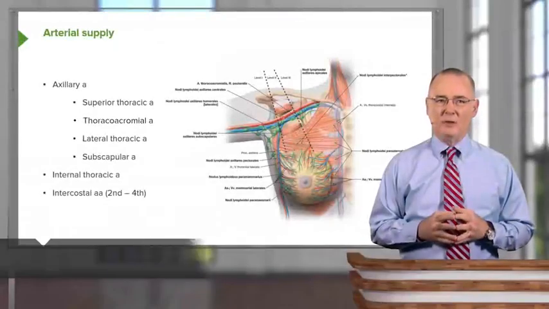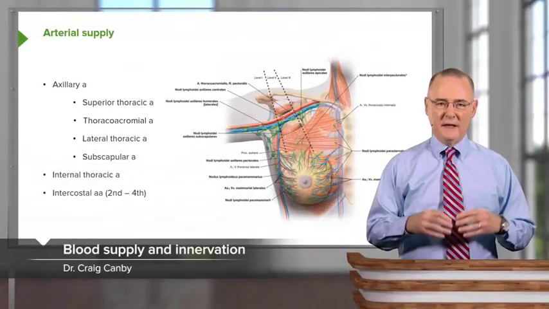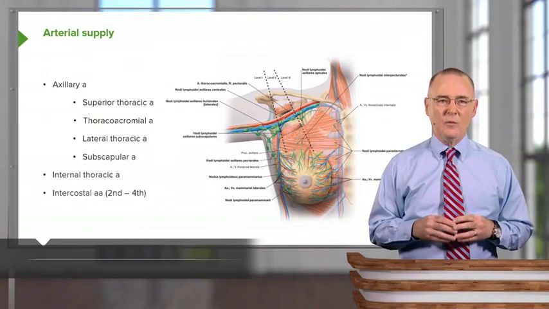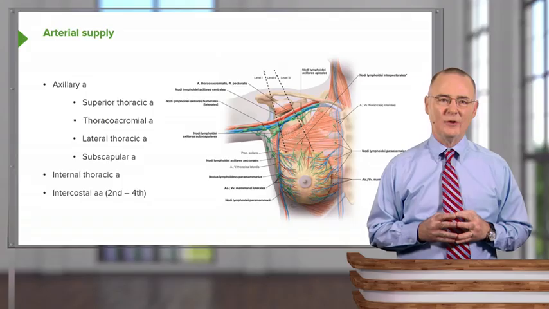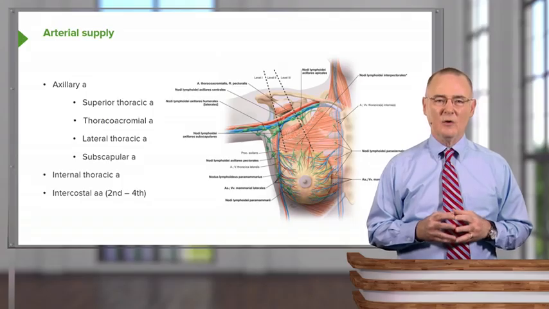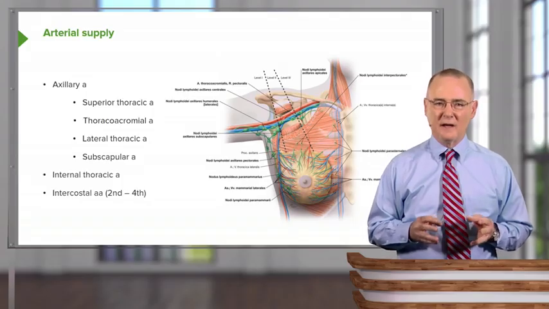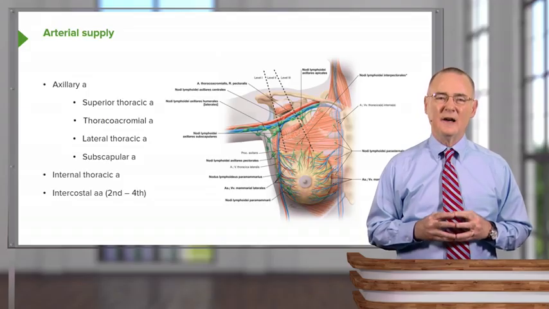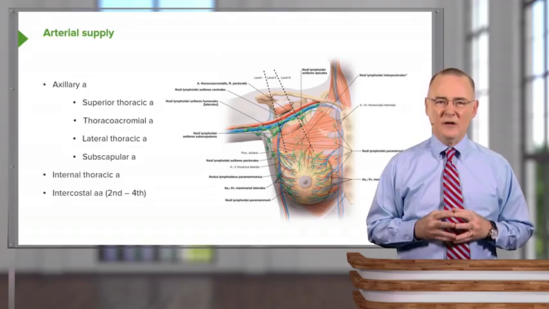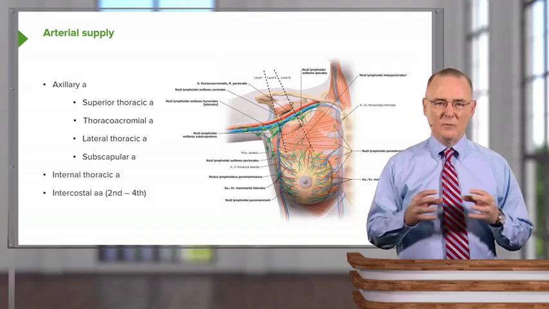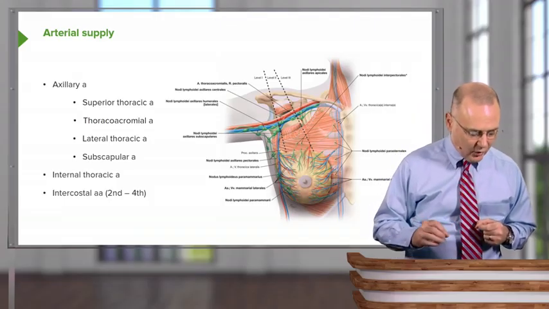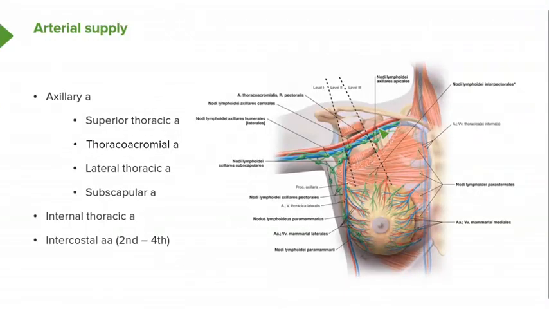The arterial supply to the breast is quite numerous. We'll have branches from the axillary artery, branches from the internal thoracic artery, and then contributions from the second through the fourth intercostal arteries. Not all of these vessels are shown in this particular illustration, but let's take a moment to highlight those for you. Here we have our axillary artery.